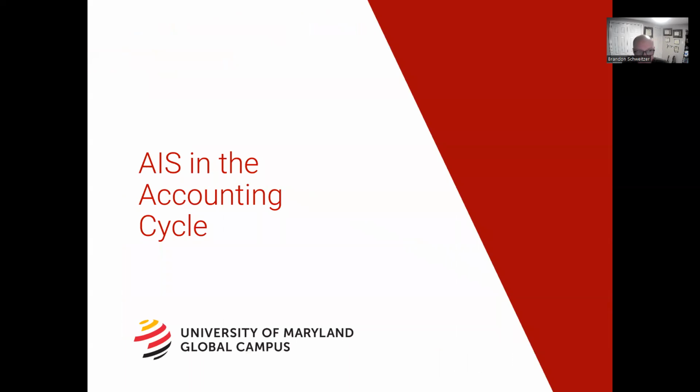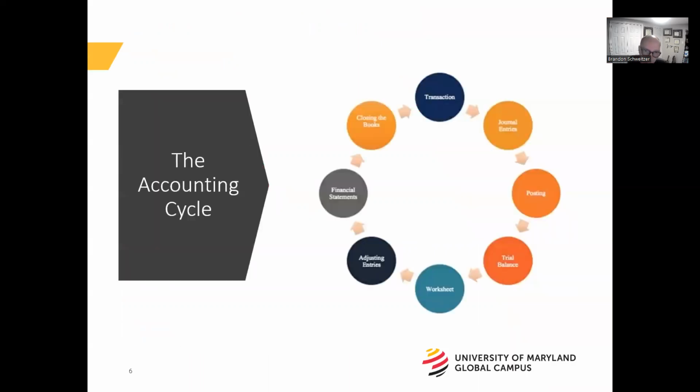Now I want to talk about how the accounting information system works within the accounting cycle. As you learned back in your principles of accounting courses, you learned about the accounting cycle. The accounting cycle starts with a transaction, a business transaction. You bought or sold something, whether it was a service, whether it was inventory, whatever it was, it's called a transaction.